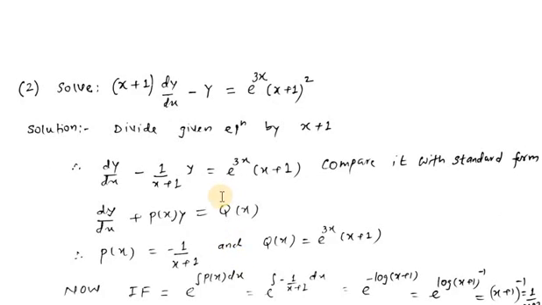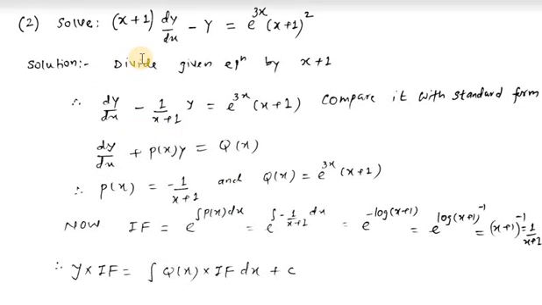Now we will take second example, that is x plus 1 into dy by dx minus y equals to e raised to 3x into x plus 1 the whole square. Now you can see that this problem is not in the standard form. So to convert this into the standard form, we have to divide this differential equation by the coefficient of dy by dx, that is x plus 1.